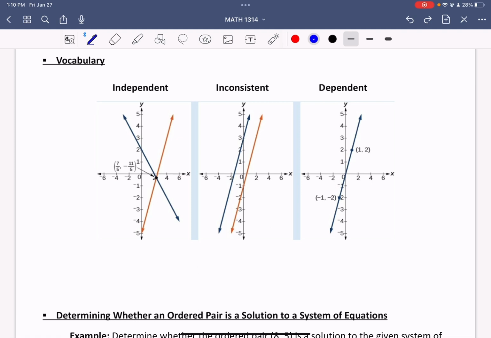If I start putting multiple lines on a graph, I'm going to create one of three situations. Either an independent situation, where two of those lines cross at one point. We say that this type of system has exactly one solution. Graphically, we can see that they're intersecting at one point. And so this is known as an independent system.